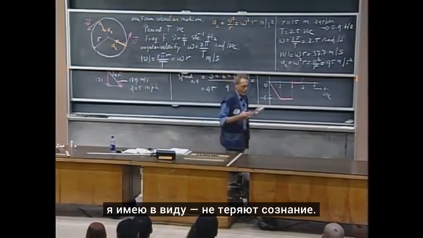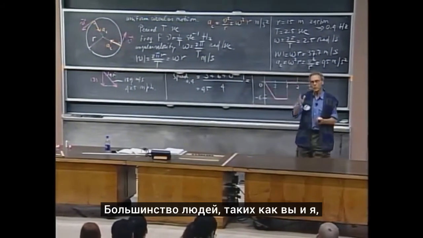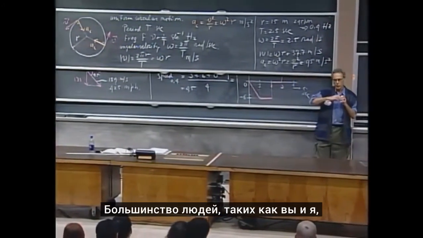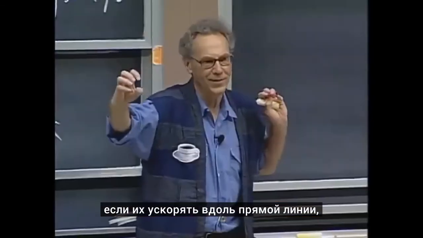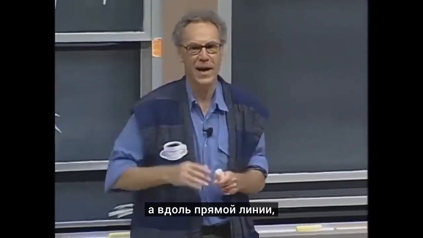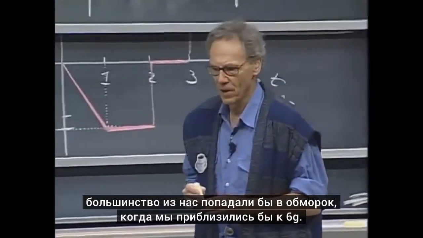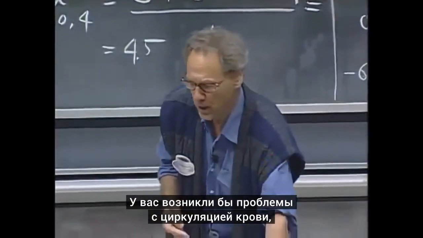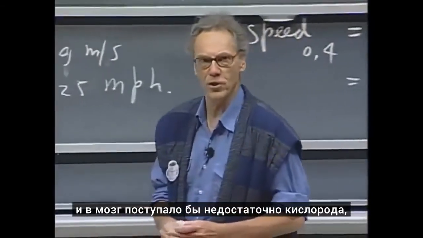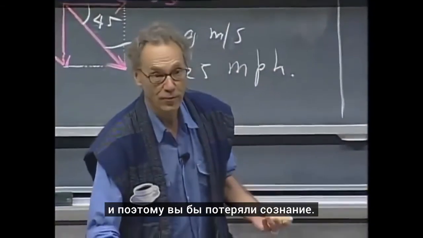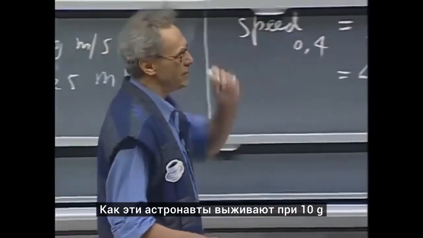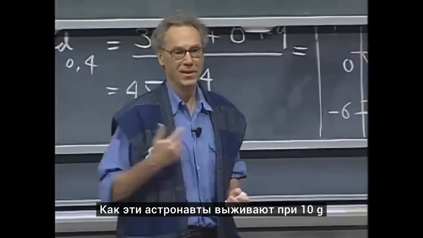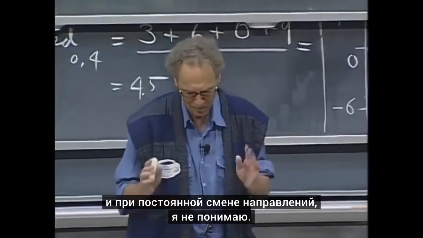I mean, not faint. Most people like you and me, if we were to be accelerated along a straight line, not even a circle where the direction changes, but along a straight line, most of us faint when we get close to 6g. And there is a reason for that. You get problems with your blood circulation and not enough oxygen goes to your brain, and that's why you faint. How these astronauts can do it at 10g and the direction changing all the time, it beats me.